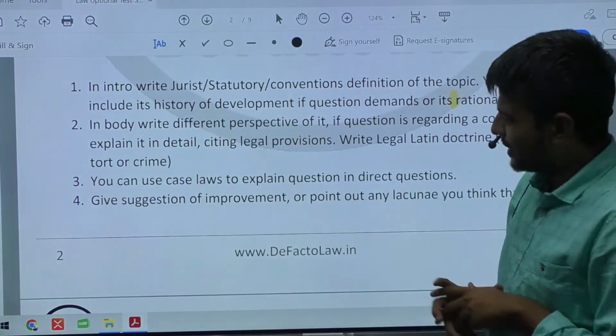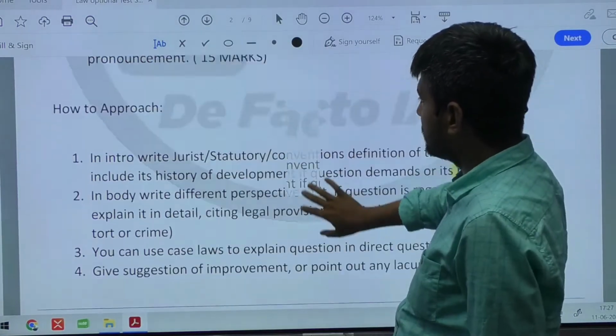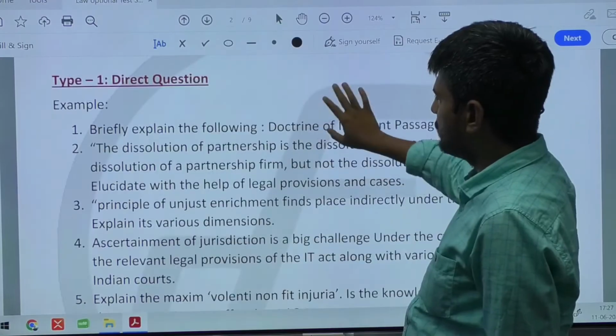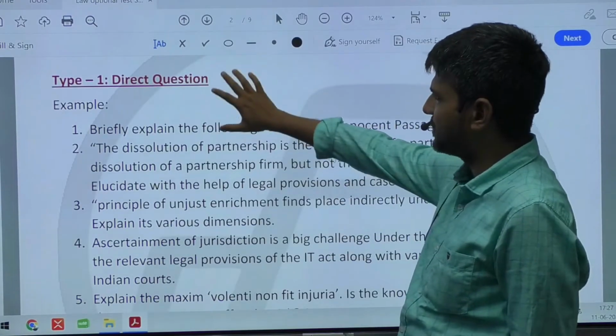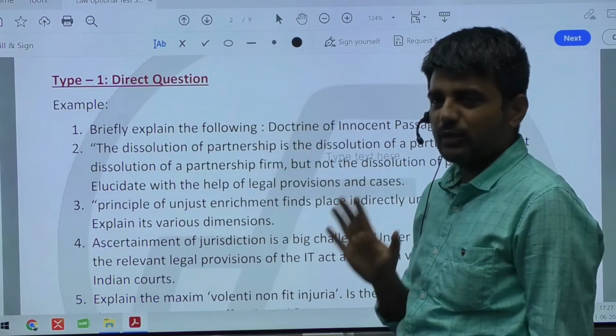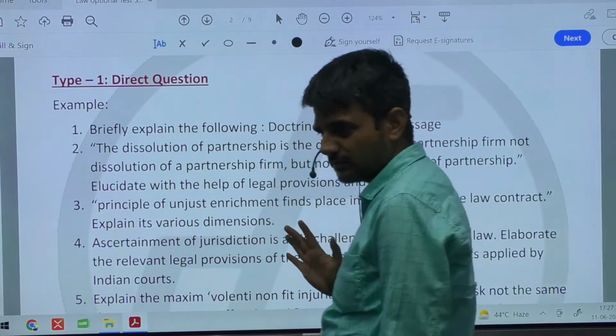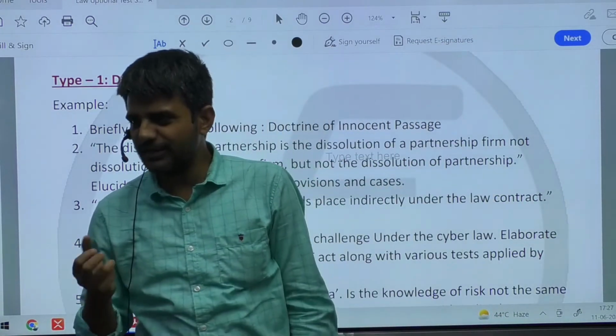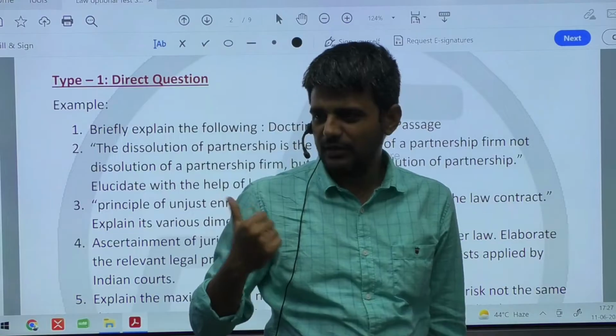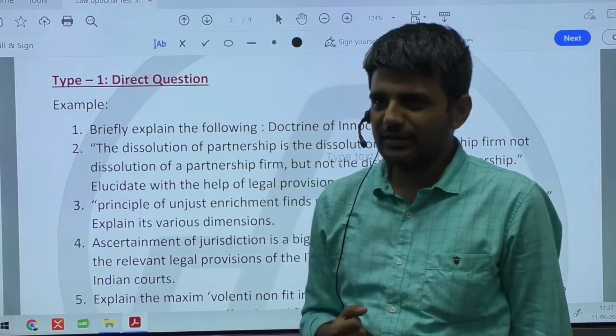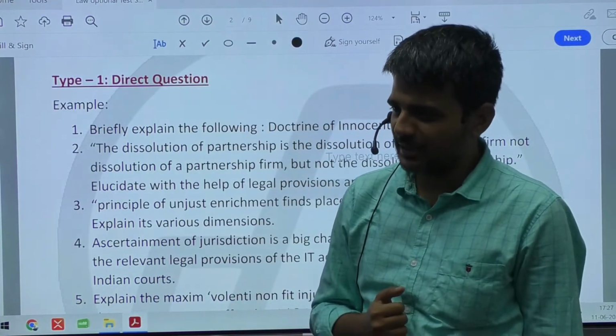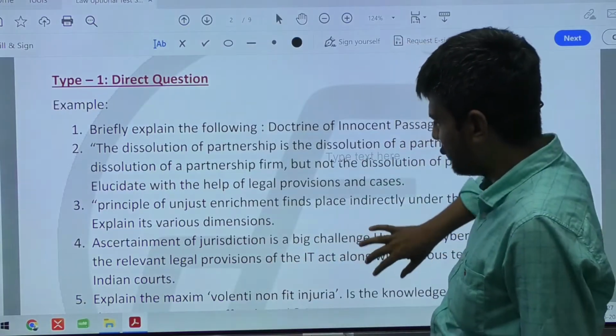Now let us come to the second type. In a paper of almost 250 marks, you will find that at least 70 to 80 marks are direct questions. So almost 20% is a direct question, and it is the easiest one, the apple, where you can literally score very nice marks. Direct one, examples I have already given.